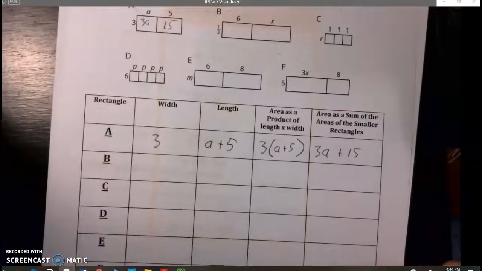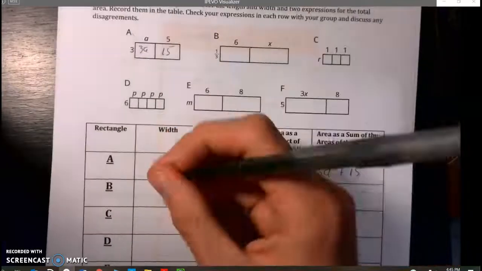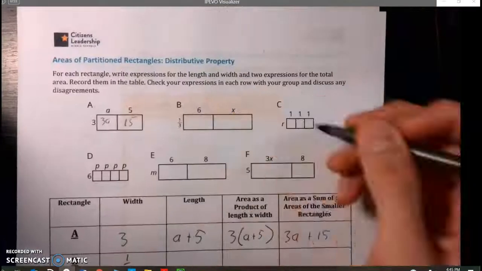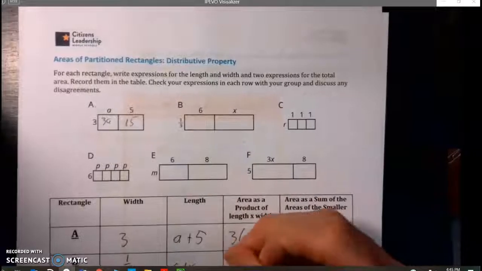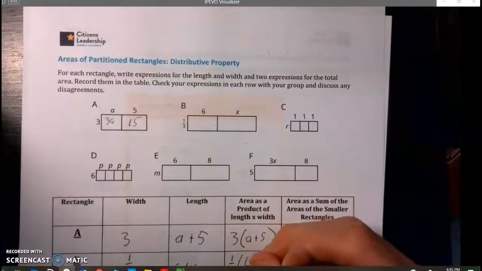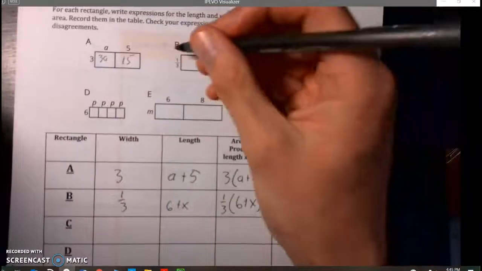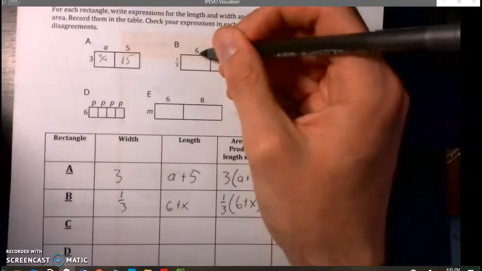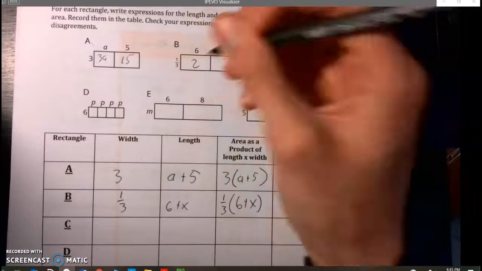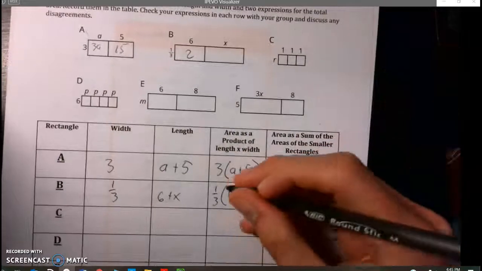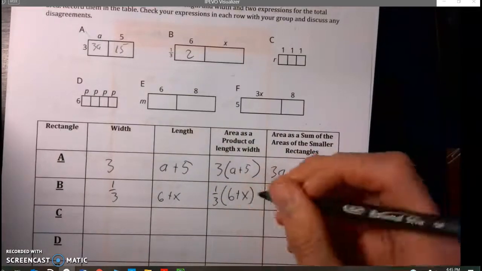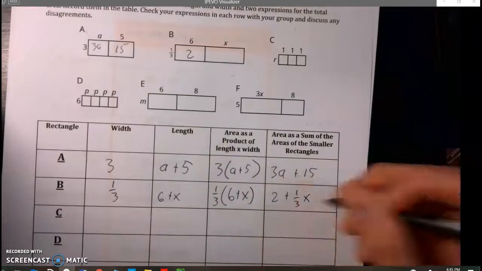3A plus 15. So B, 1/3 times 6 plus X. So then we could write this as a distributive problem again. Now we have to multiply through, so 1/3 of 6 is 2. 1/3 times 6 is 2. And then 1/3 times X is 1/3 X. Okay?